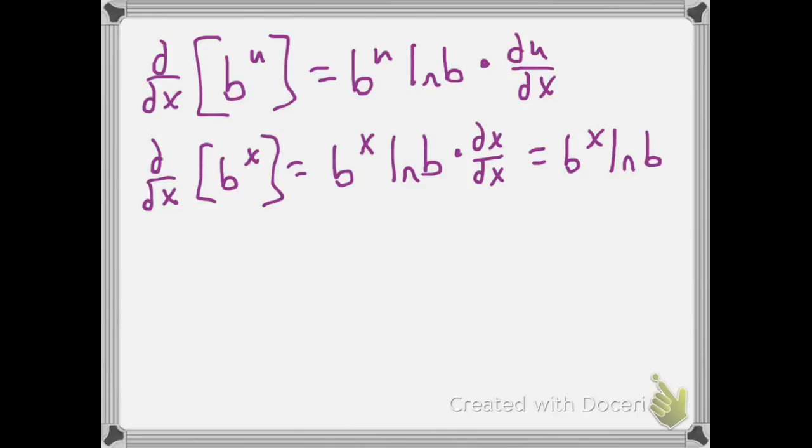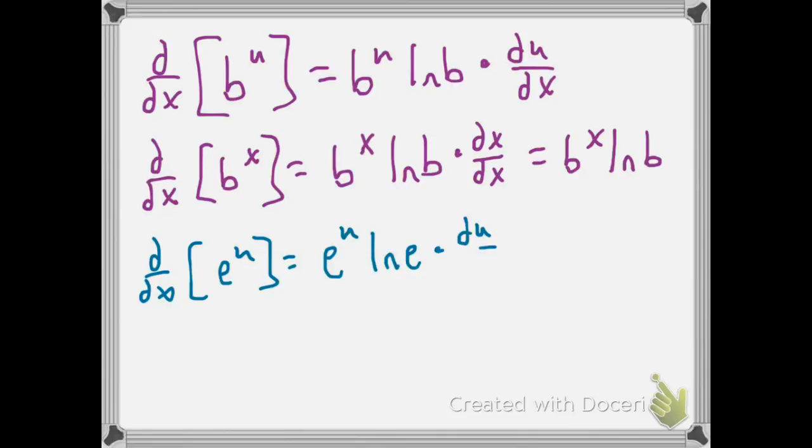Alright, something else to take note of is that there's a special case for this function, and that's when my constant b is equal to e. So if I have the derivative d over dx of e to the u, that's going to look like e to the u times the natural log of e times the derivative of u in terms of x. Something we might notice is that the natural log of e reduces to 1. So really, this is going to be equal to e to the u times the derivative of u in terms of x.